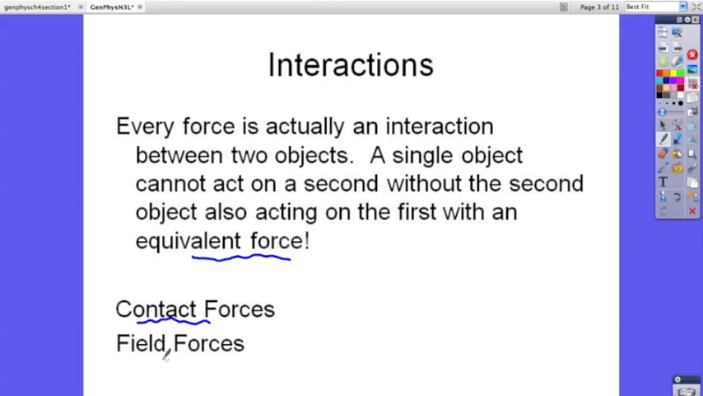Contact forces and field forces are both subject to Newton's third law. Every force, regardless of the type, is an interaction between two objects. If you hit something with your hand, you can't hit it without it hitting you back. There is an interaction when the two things are in contact with each other. Forces happen in pairs. It's an interaction.